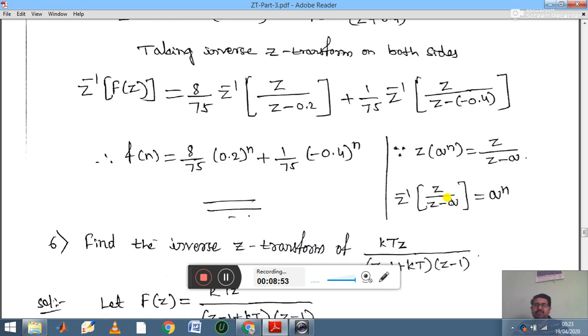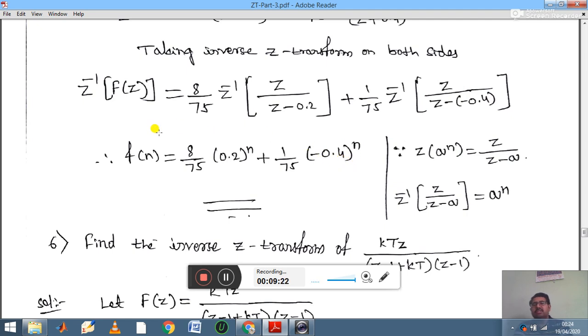Then use these formulas. You are already familiar with the formula. Z inverse of z by (z minus a) can be written as a power n. So here it is in the same pattern, z by (z minus a). Therefore the a value is 0.2, and the inverse z transform of this is 0.2 power n. In the same way, here in place of a you have minus 0.4. Therefore the inverse z transform of this is minus 0.4 power n.